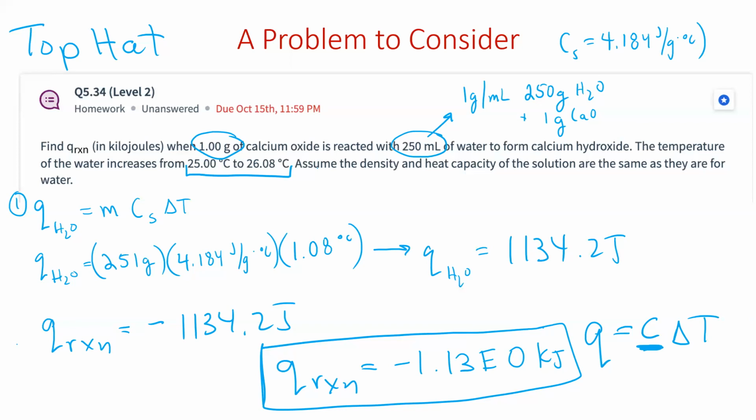If the water absorbed that energy, the reaction released that energy. All right, could we just quiet it down a bit? All right. Yeah.